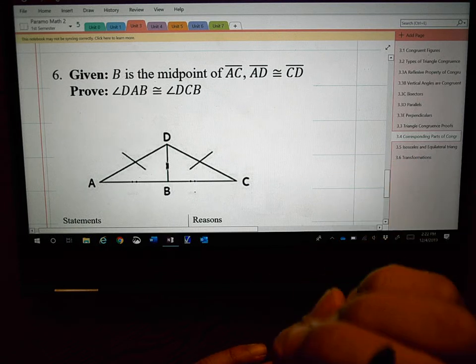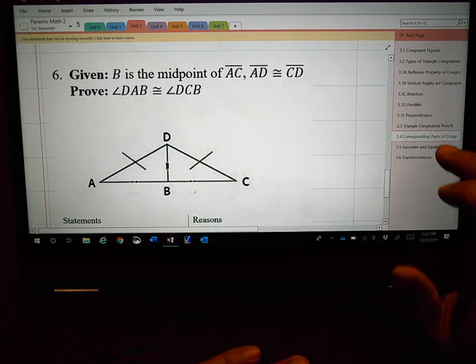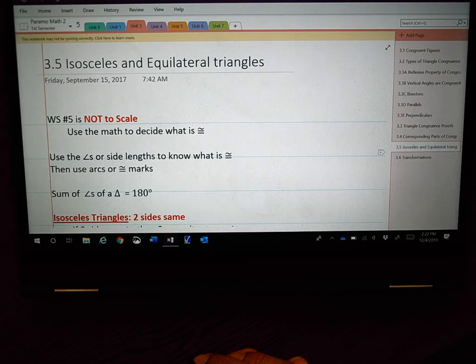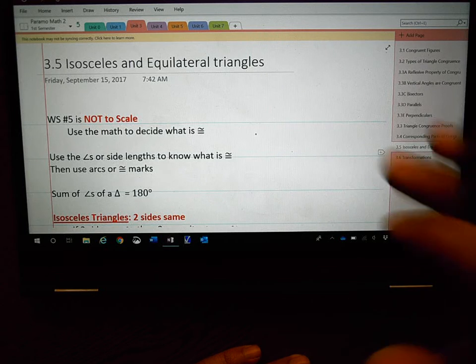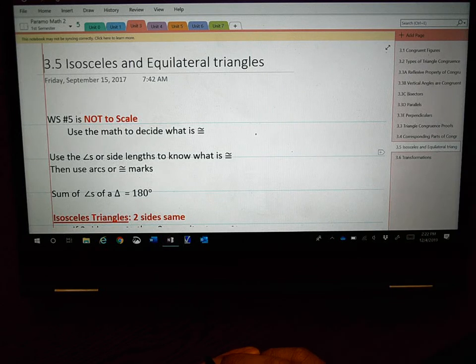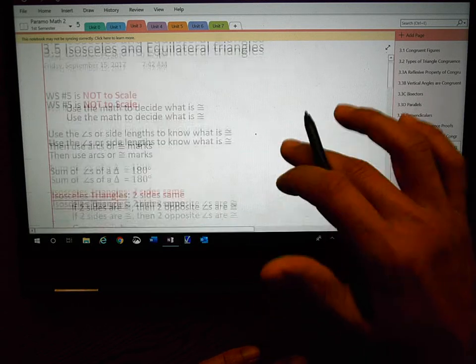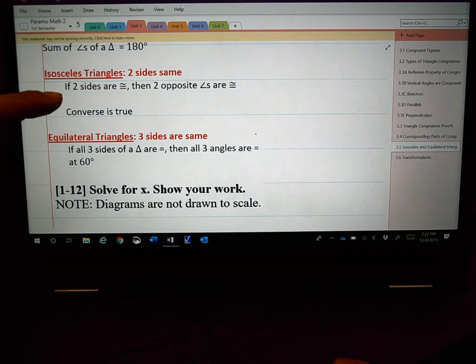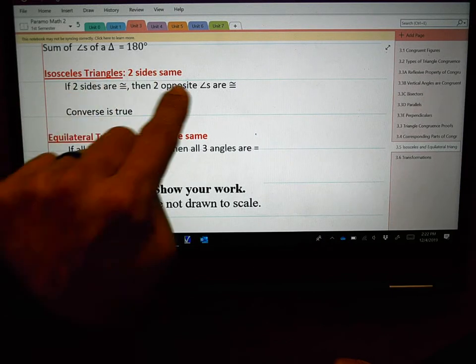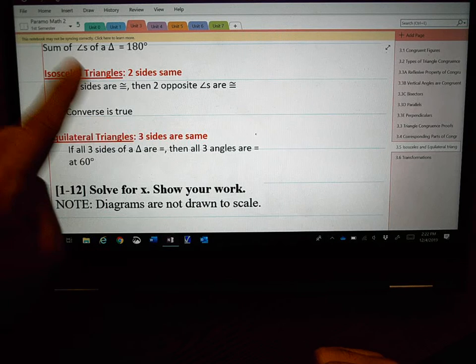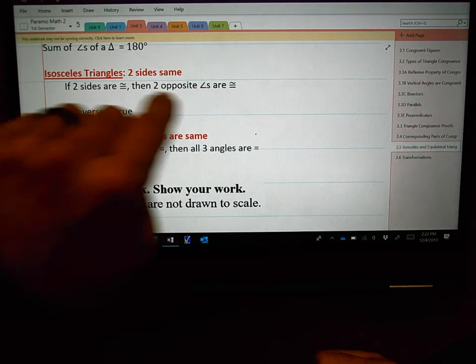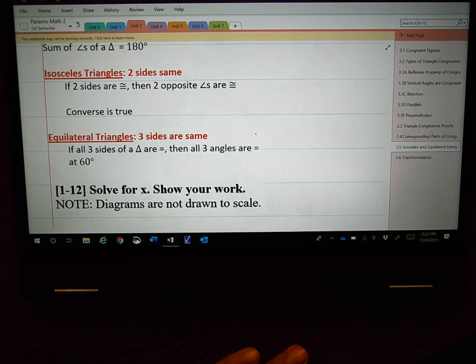There were only 2 other very, very small ideas. Isosceles and equilateral triangles. This wasn't the main idea, but we threw in some problems. There may be one on isosceles or an equilateral triangle. And what did we have to know? Isosceles triangles, if 2 sides were the same, then 2 angles were going to be the same, the ones across from each other. And the reverse is true, which is if 2 angles are the same, then 2 sides are the same. And equilateral was 3 angles and 3 sides are going to be the same.